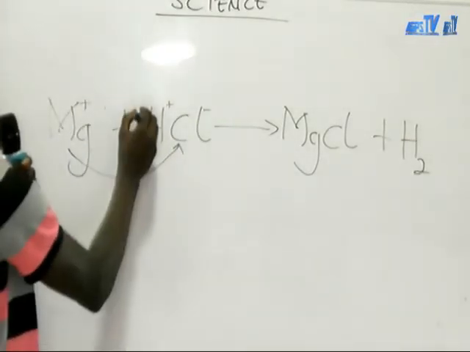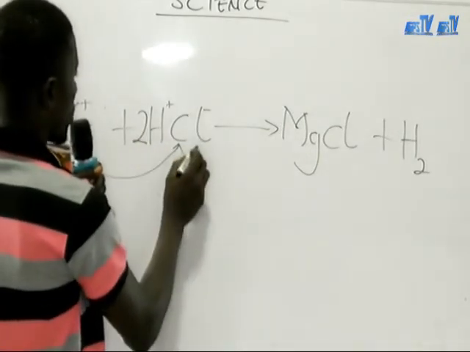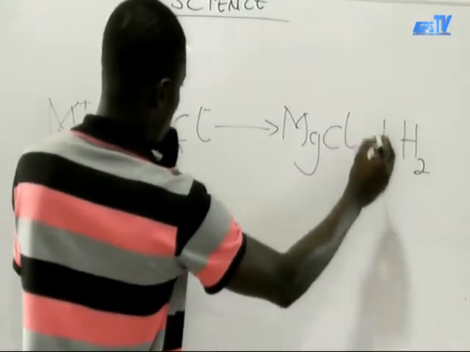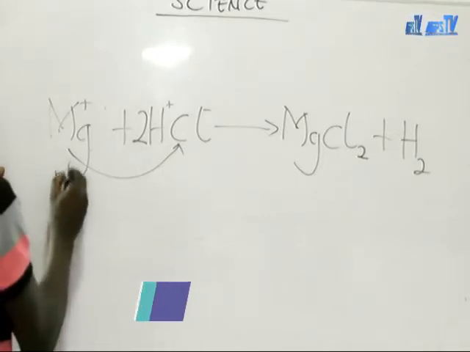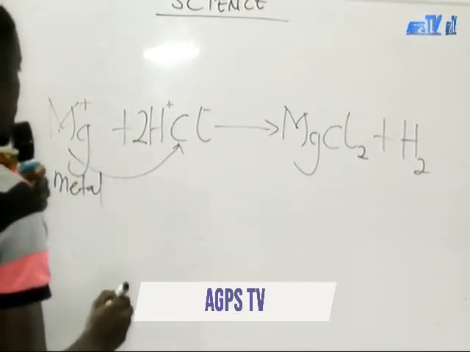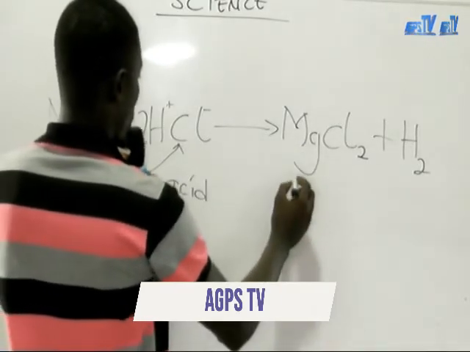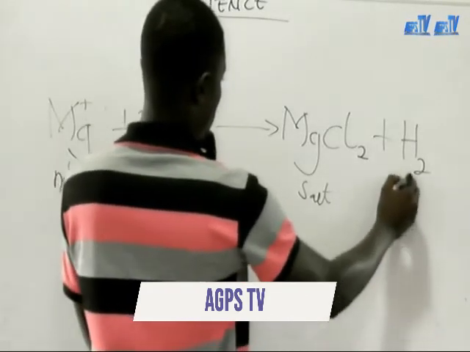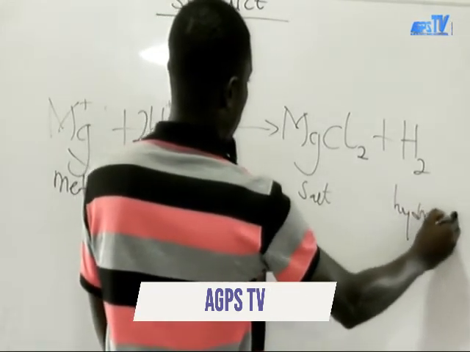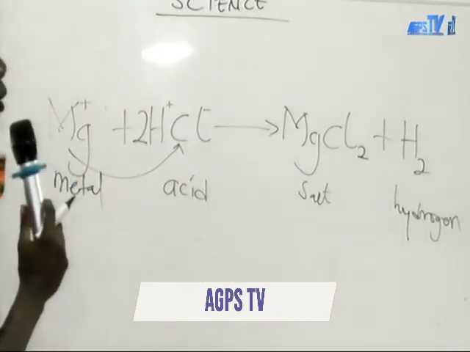You just write 2 in front of this compound. Because of this 2, it is affecting this chlorine. You add 2 to this. Making this is very simple. So this is the metal, this is the acid. Magnesium chloride is a salt, and we have the hydrogen gas. I want you to take note of them. This one is not difficult.